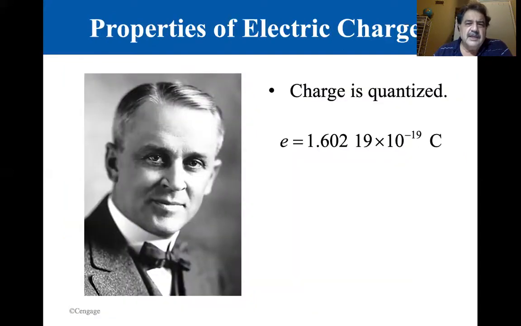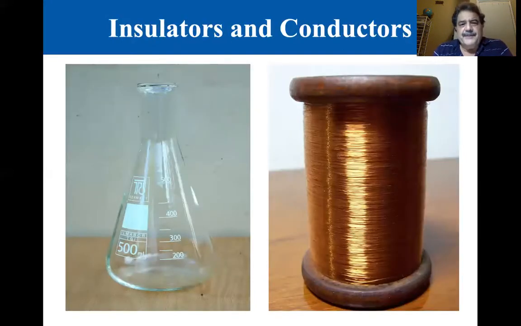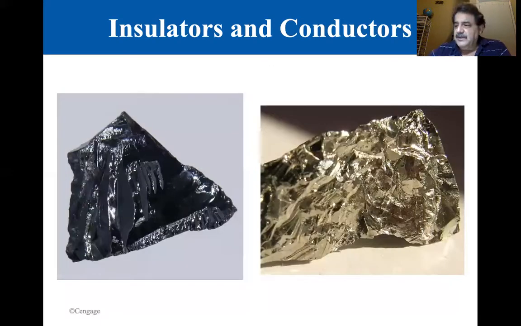Okay, insulators and conductors. Insulators, things like glass, don't have very many free electrons, so they don't transfer charge very well. Or you have the wire on the other, where it does have an excess of electrons. I mean, it's neutral when you first have it, but then when you start applying voltage, you can get the electrons to move. It's a conductor.